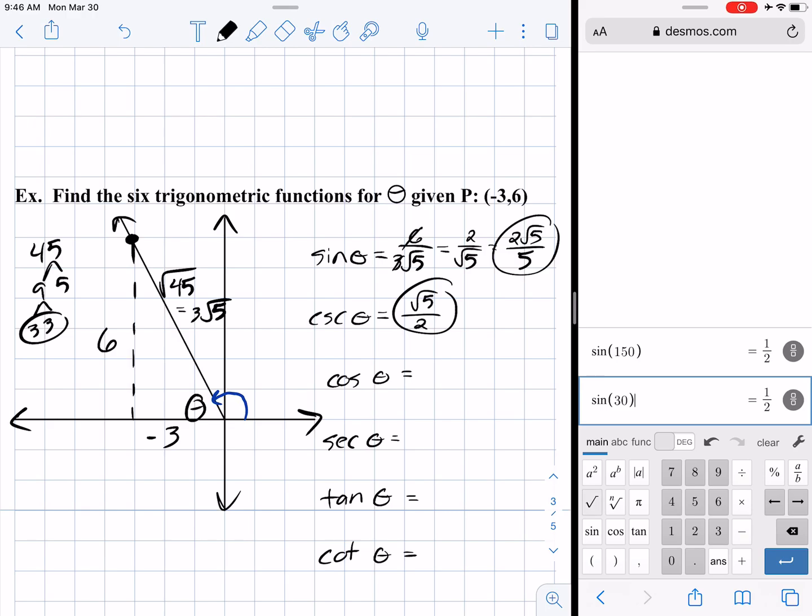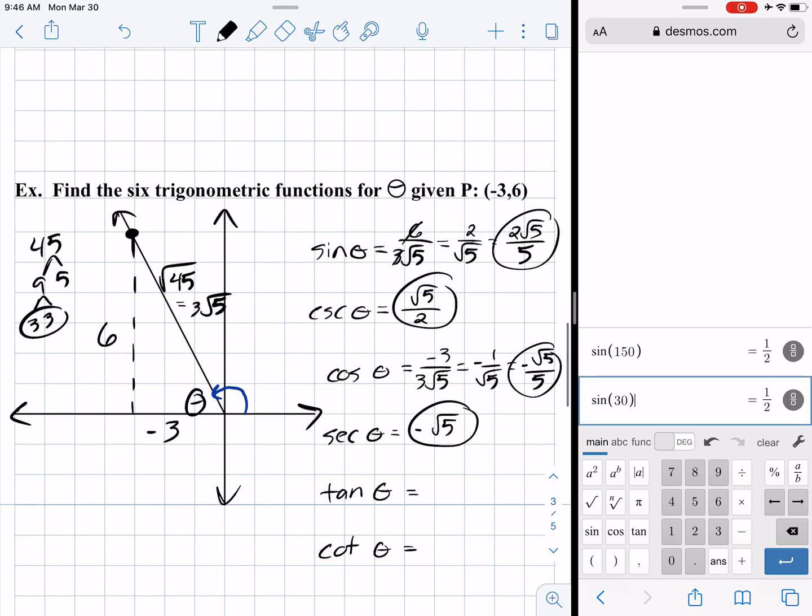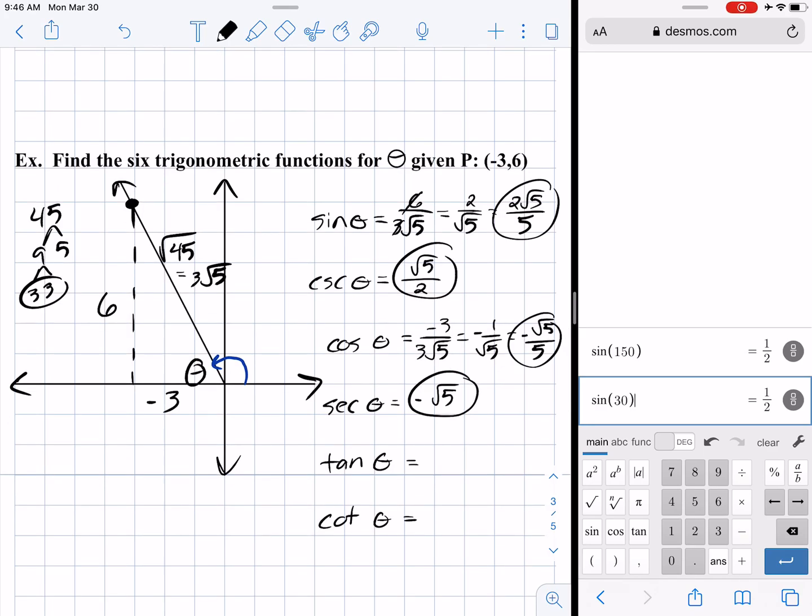Cosine of theta, negative 3 over 3 root 5, which simplifies to negative 1 over root 5, or negative root 5 over 5. Secant's just the reciprocal, so negative root 5 over 1. Tangent, 6 over negative 3 or negative 2. And cotangent, negative 1/2. Okay?